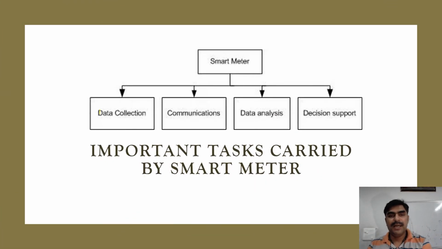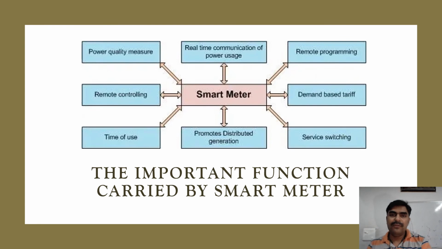Functions of a smart meter are data collection, then communication, then analysis of data, and this will help in decision making. If we discuss in more detail, they can measure power quality, provide real-time communication of power usage, remote programming is also possible, demand-based tariff can be implemented, and service switching. These smart meters also support distributed generation installation, time of use pricing can be implemented, and remote controlling is possible with the help of these smart meters.